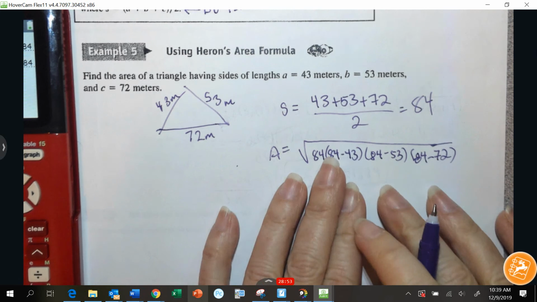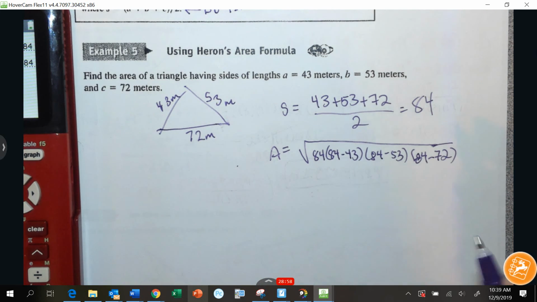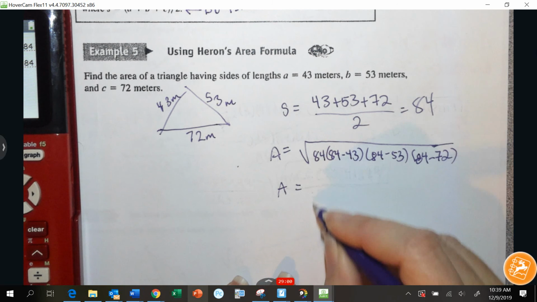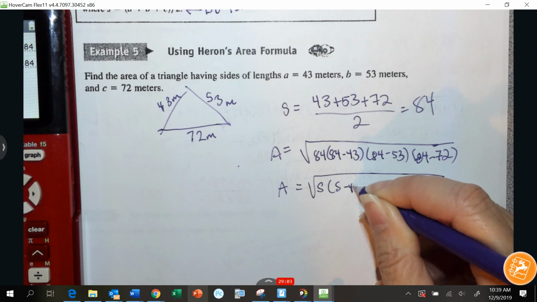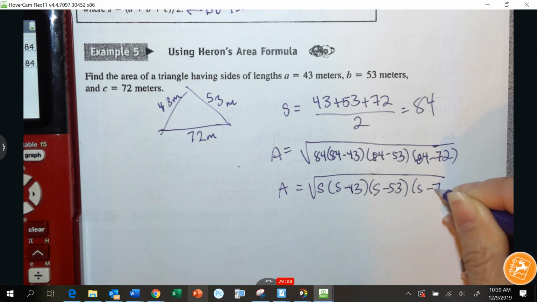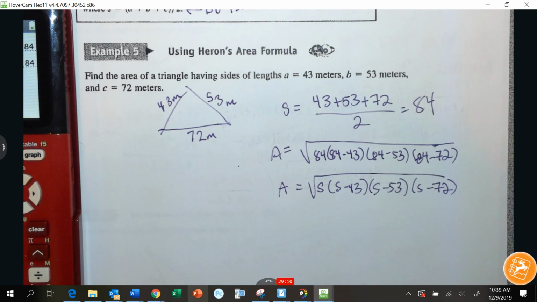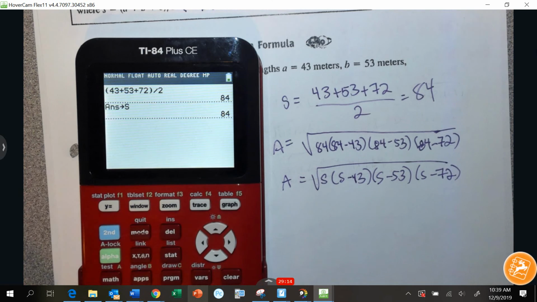If you have the work and it's all correct, but you got a wrong answer somehow, then I'm going to take off less credit. Also, you could type in your calculator, and you could write on your paper S times (S minus 43) times (S minus 53) times (S minus 72). If you stored it as S, I would be okay with you writing that on your paper as well. I just have to have some sort of work to grade if you get it wrong.